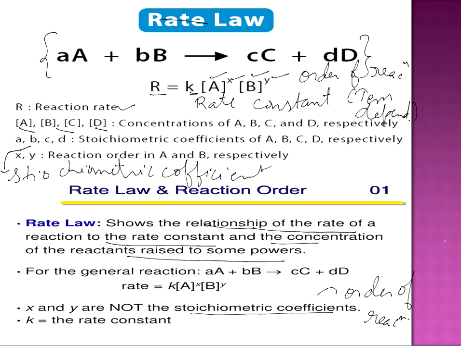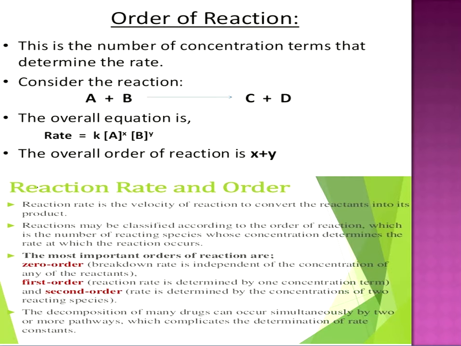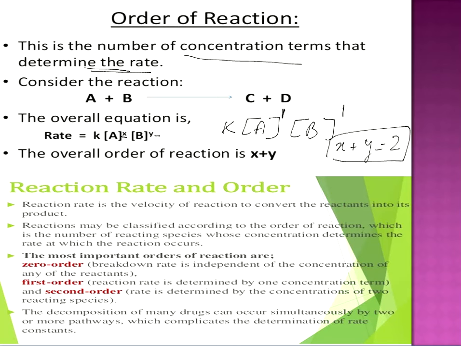Next we will be moving towards the next point, order of reaction. As we talked earlier, the order of the reaction is the number of concentration terms that determine the rate, raised to the power. We have x and y. If a is 1 and b is also 1, then the order will be x plus y, which is 2, so it will be a second order reaction. It can be zero order also, it can be first order also.